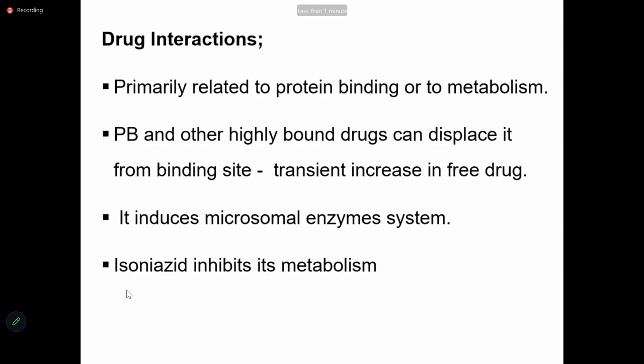So when it is given together with phenobarbital, somebody is likely to get toxicity. It is a liver enzyme inducer, but it can inhibit the metabolism of isoniazid. So phenobarbital increases its metabolism, but isoniazid reduces its metabolism.